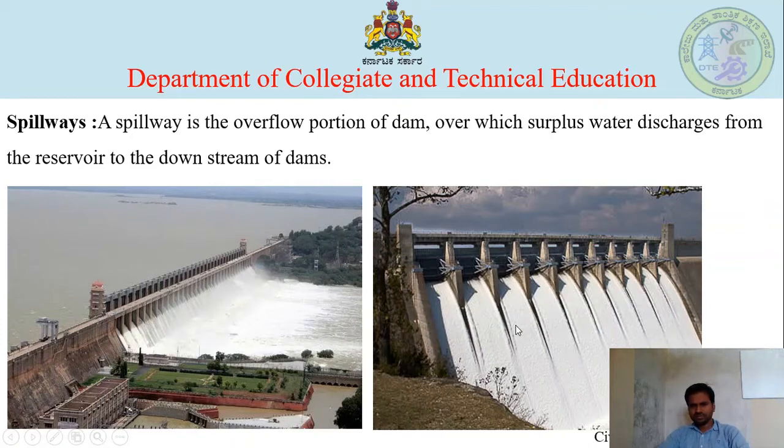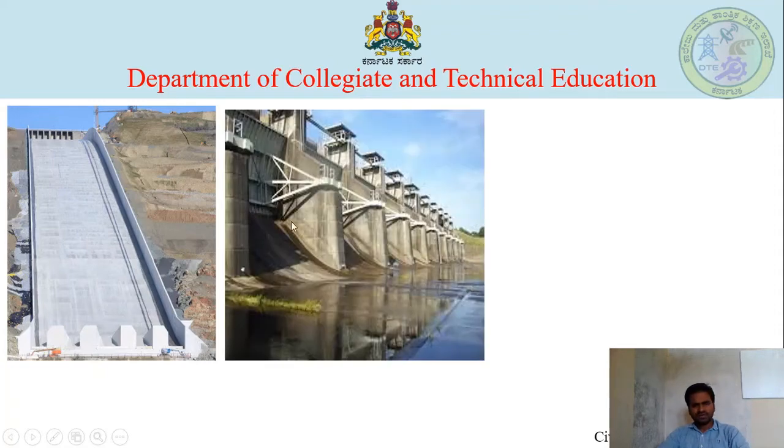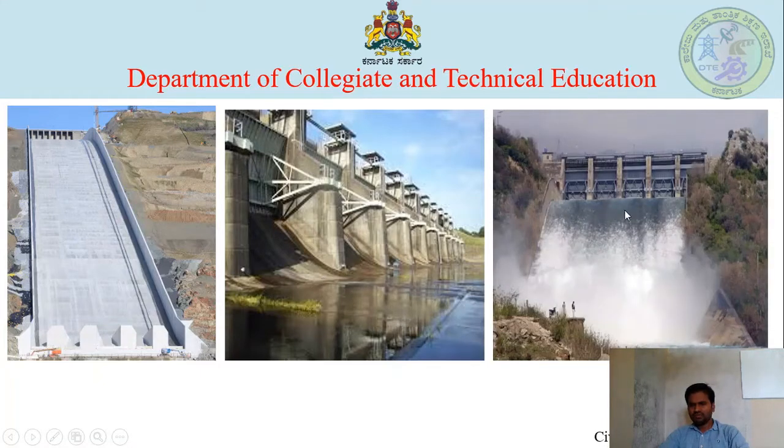This is also the same. This is also a spillway provided in the body of the dam. This is also one type of spillway provided in the body of the dam, through which surplus water is expelled from the reservoir to the downstream side of the dam when high flood water comes. This is also a type of spillway through which surplus water comes out and joins the river in the downstream.